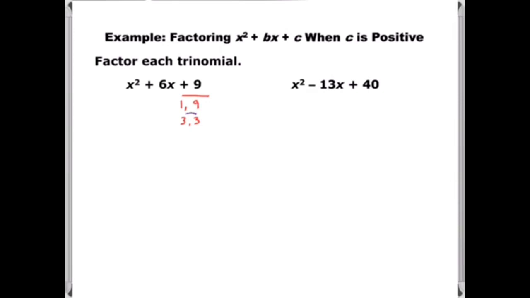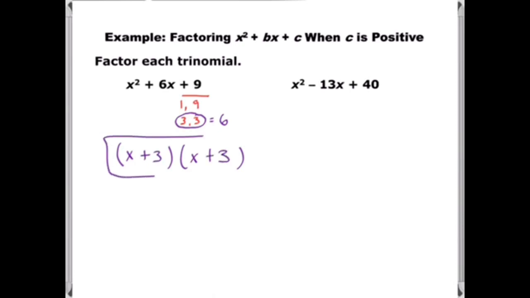The two factors that add together to give you 6 are 3 and 3. So these are our two factors, and to create our two binomials, we put an x in one parentheses and an x in the other, and then we input our two factors. We put plus 3 here and plus 3 here. So these two binomials, when FOILed, create this trinomial here.